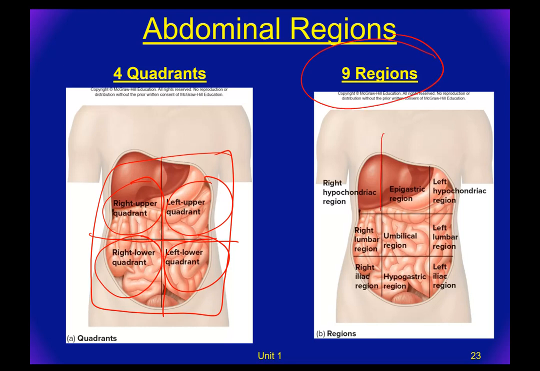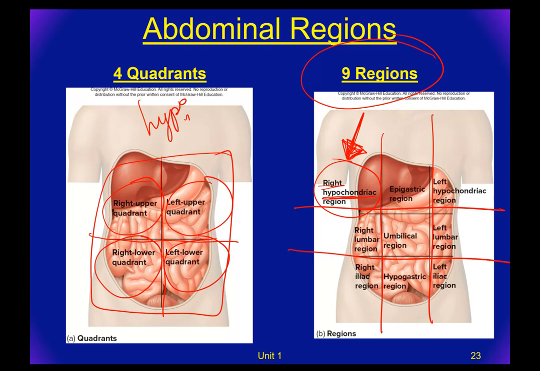9 regions. So this is like a tic-tac-toe. Okay? The right hypochondriac region. Now, something else to keep in mind, right and left when it comes to anatomy and physiology, it's going to always be the patient's right and left. It's not yours. So you always have to do the mirror image. So looking at your screen, this is the right side of the patient. It isn't your right. Okay? So the regions, there are 9 of them. You've got the right hypochondriac region. Hypo means below.